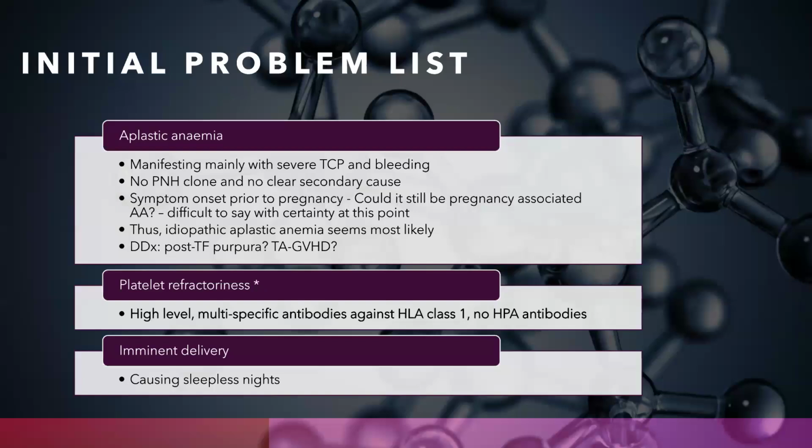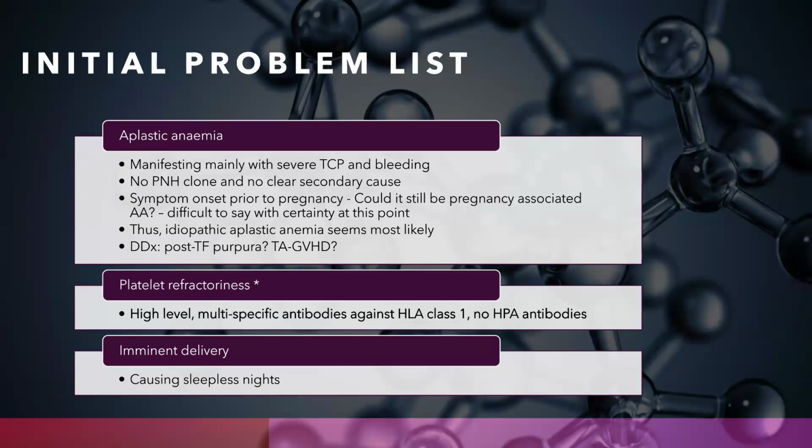So our initial problem list was that this patient now had aplastic anemia, mainly manifesting with very severe thrombocytopenia and bleeding. Just of note, she didn't have a PNH clone present, and there was no clear secondary cause at this point. There was a bit of a question about the symptom onset prior to pregnancy, because we had to really dig into the history, but that slight bleeding history prior, and the fact that she'd had a blood transfusion prior to pregnancy, could this still be pregnancy-associated aplastic anemia?